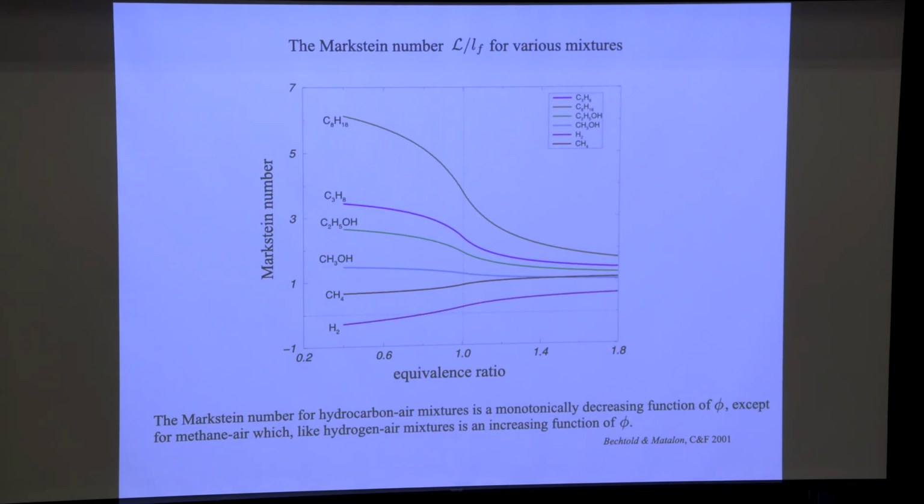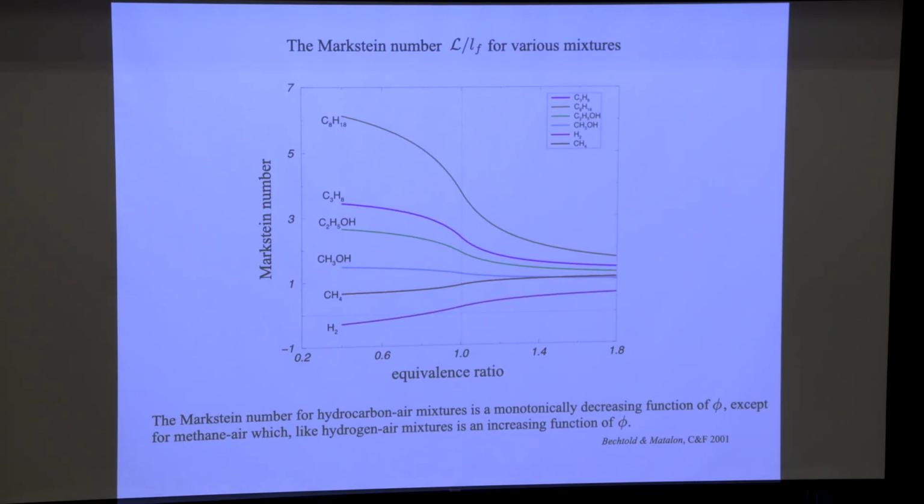And that, of course, has an effect on the Markstein length, which has a similar type of behavior for different fuels. You see the hydrogen can go from negative to positive. Methane also can be, propane goes the other way around, the blue curve, and some other alcohol and so on. The Markstein length here is scaled with respect to the diffusion length or the flame thickness, which is a natural way to scale it.